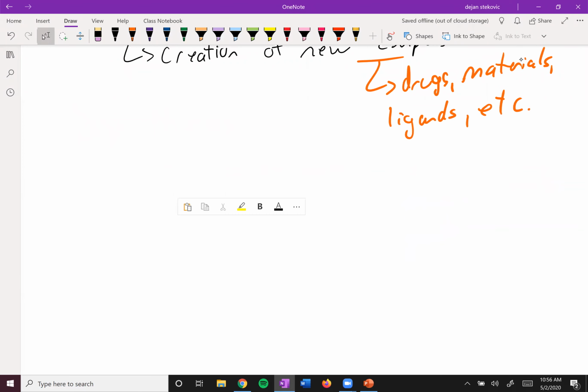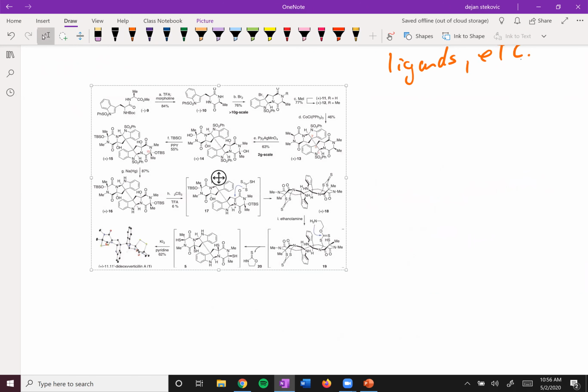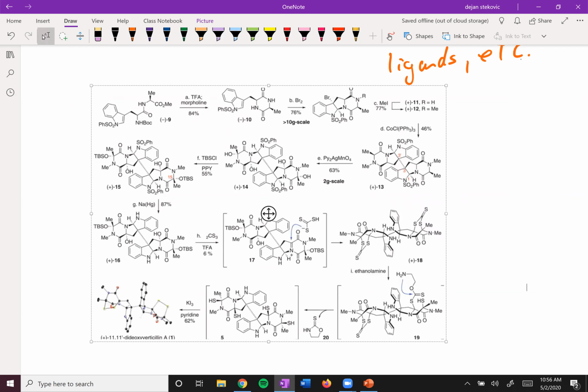And in order to do that, we have to understand how everything functions, right? We can't control the rules of nature, but once we understand them, we can manipulate them to make nature do what we want it to do.